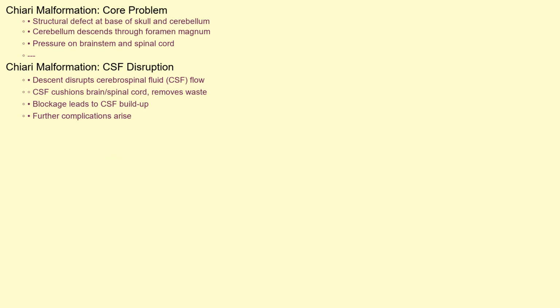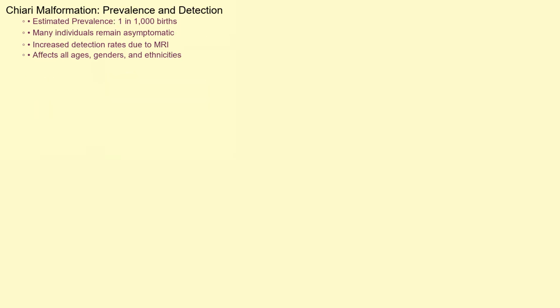CSF cushions the brain and spinal cord, removing waste. The blockage of CSF flow can lead to a build-up of fluid in the brain or spinal cord, causing further complications. While precise figures are difficult to obtain, Chiari malformation is estimated to affect about 1 in every 1,000 births.